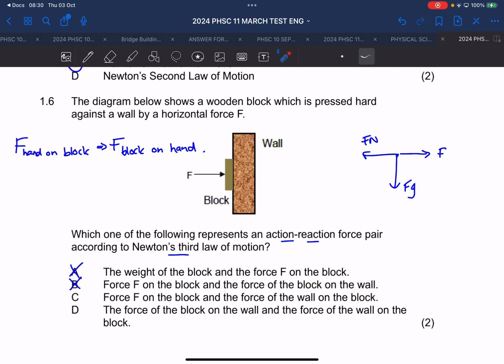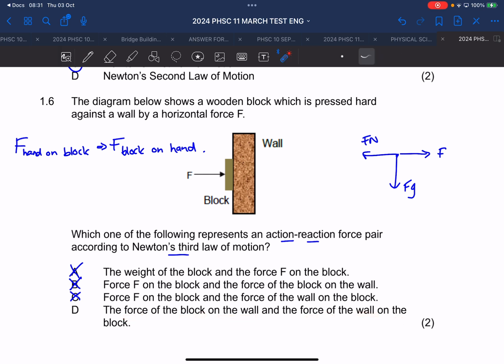Because here, they didn't speak about wall. So if they speak about wall here, they must speak about wall there. Right, next one, the force F, the hand or whatever, on the block, and the force of the wall on the block, again, no. Okay, let's just check. Next one, the force of the block on the wall and the force of the wall on the block. Let's check.